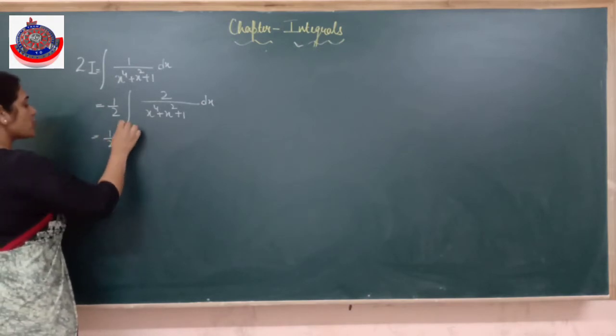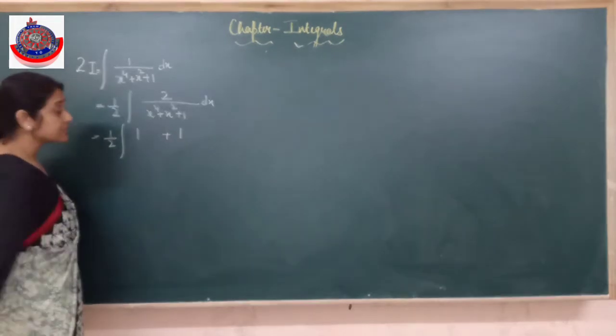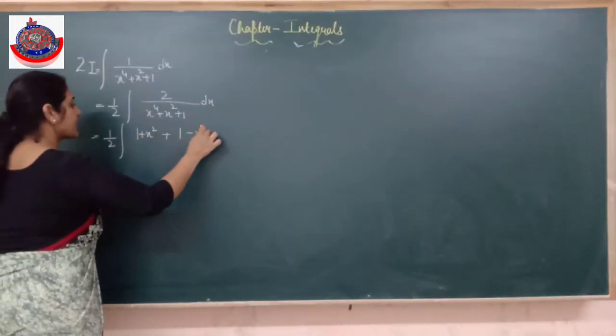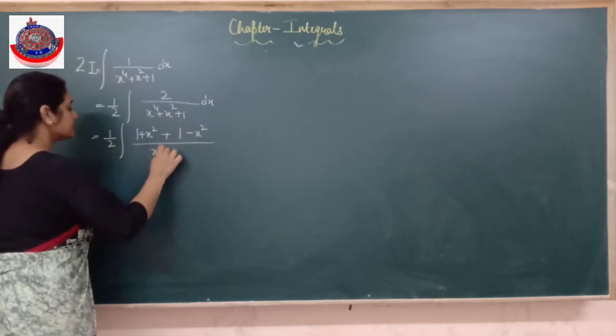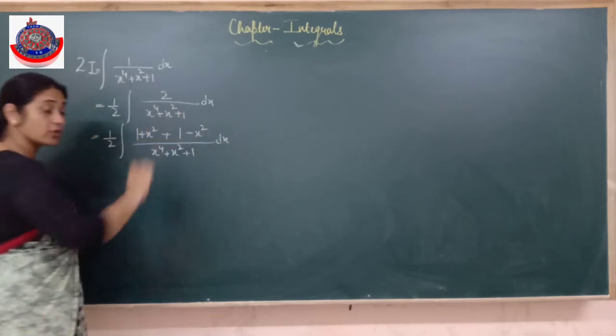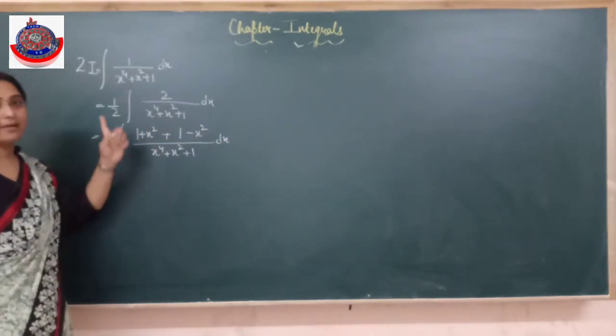I'm writing this 2 as 1 plus 1. Then I am adding x square into it and subtracting x square. There's no problem in that. Got it? So you have to introduce x square there. But you can't multiply and divide by x square.